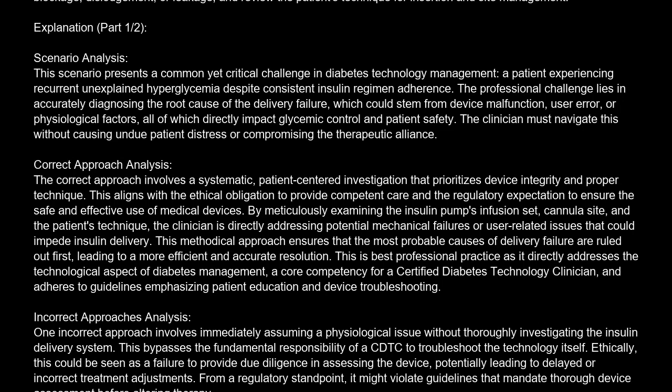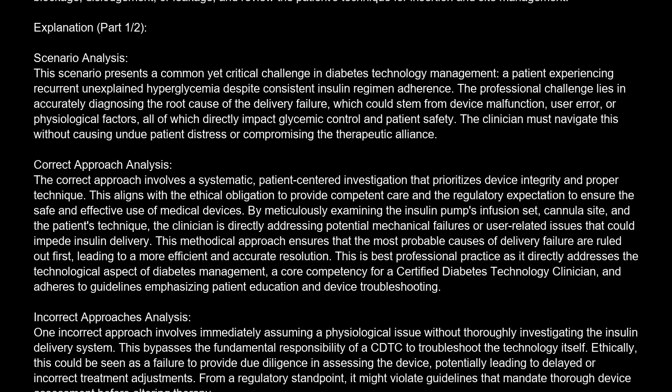The correct answer is C. Conduct a thorough inspection of the insulin pump's infusion set, cannula site, and tubing for any signs of kinking, blockage, dislodgement, or leakage, and review the patient's technique for insertion and site management.